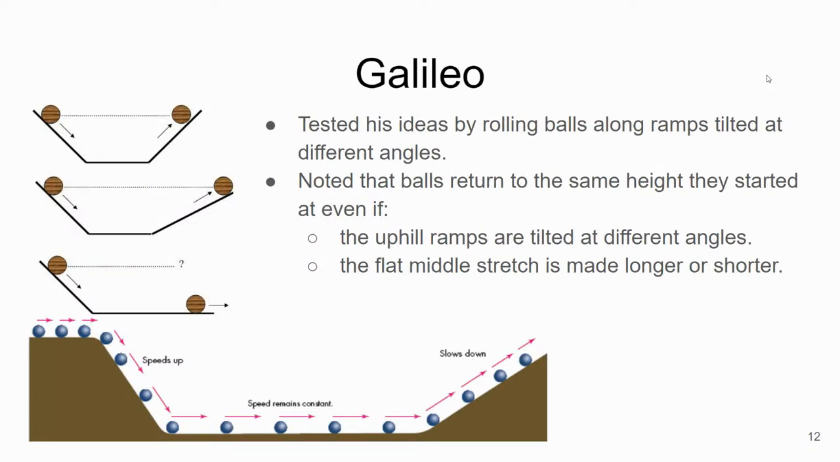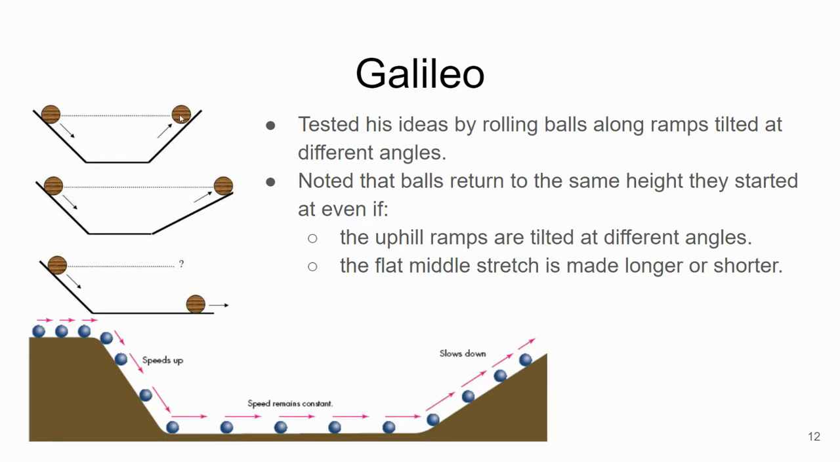Back to Galileo. We talked about his ideas in astronomy last chapter, in chapter 2. Now we're talking about his ideas of motion. So he tested these ideas by rolling balls along ramps tilted at different angles. If you look at this first picture, you'll see the ball rolls down the ramp, speeds up, cruises across the middle, and then rolls back up the other ramp.